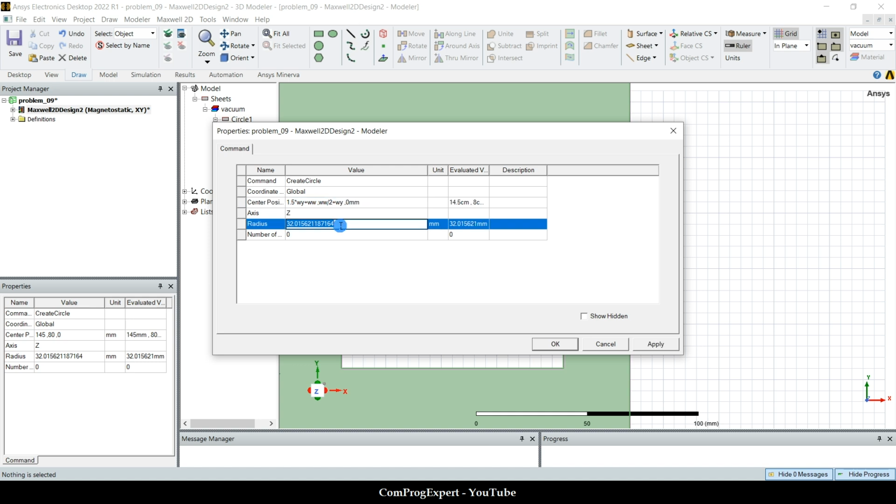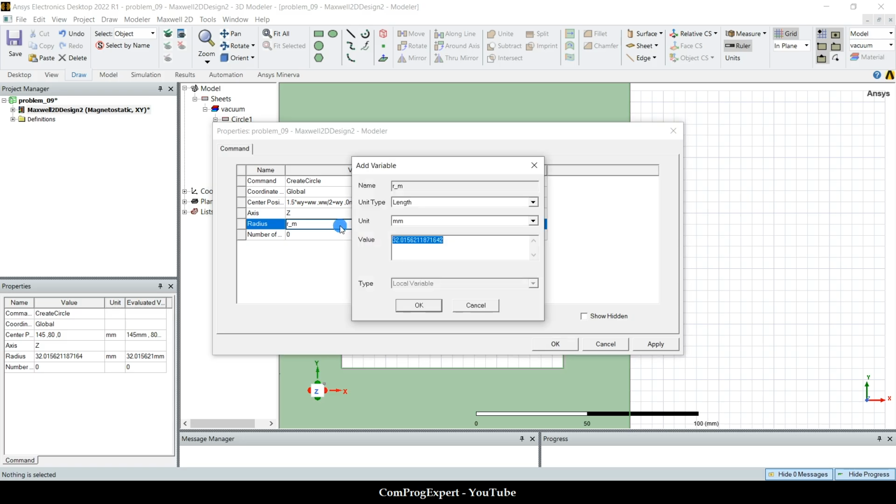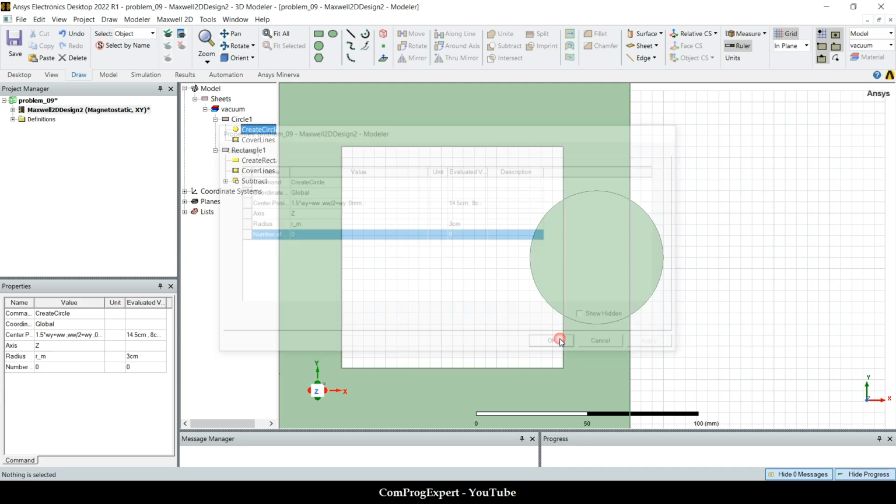What is the radius of this circle? I am going to write this one. The radius of the moving object, the moving part. Let's consider it equal to, again, 3 centimeters. Okay, this one.